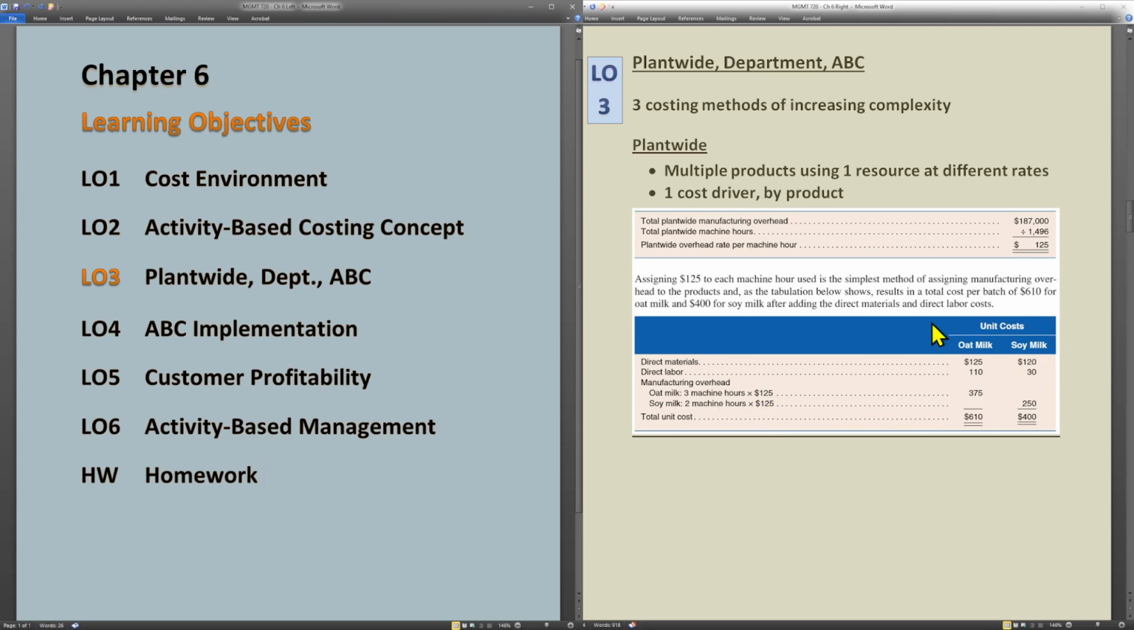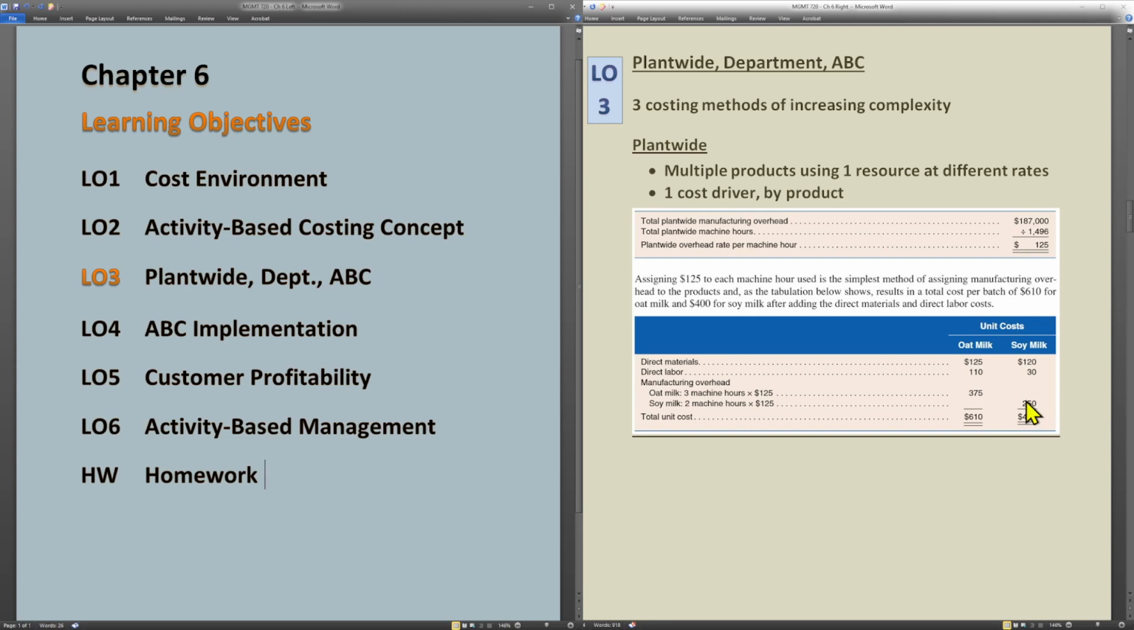So if we were to cost these at just one rate, we wouldn't be identifying the fact that one uses our resources more than the other. So what we do is we break it down by product. They're both using machine hours, just one uses a little bit more than the other. So therefore, you can see what comes out would be the total unit cost of oat milk is $6.10. The total unit cost of soy milk is $400.